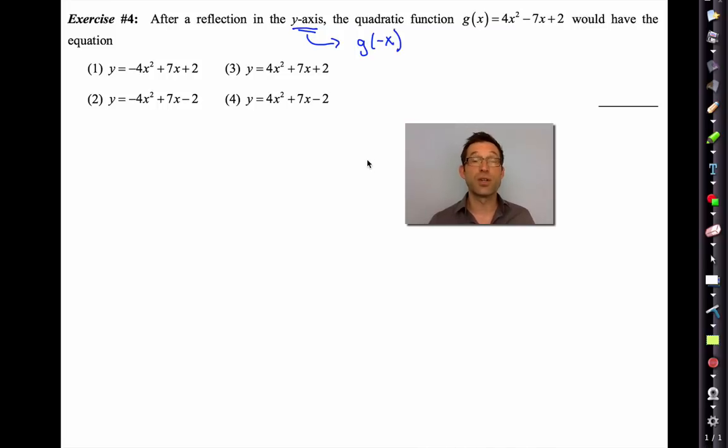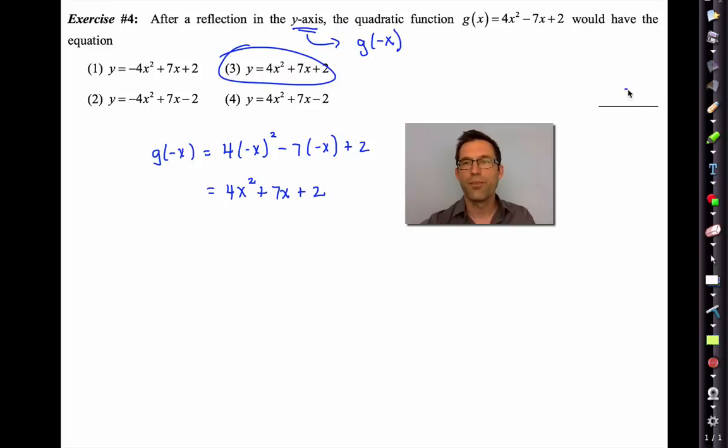It's easy enough to take a function and just multiply it by -1. That's what we do when we reflect in the x-axis. We just take the whole function, multiply by -1, boom, we're done. But here, what we have to do is everywhere there's an x, we need to put in a -x. Notice how I put it in parentheses. And then -x times -x will be positive x squared. -7 times -x will be positive 7x, and then nothing happens to that 2.